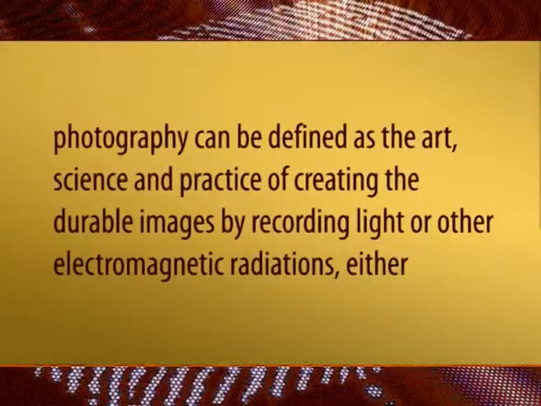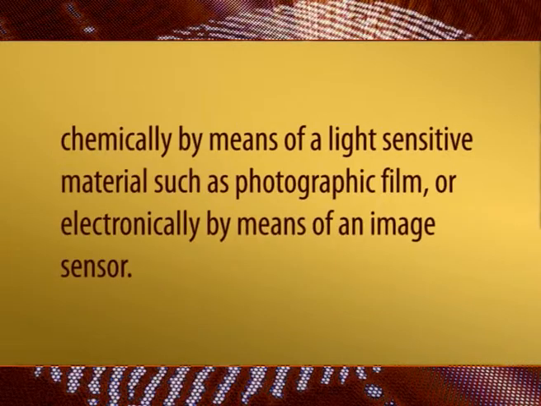Photographic camera is a light tight box with light sensitive material, that is a film, at one end and a lens or a pinhole to admit light on the other end. Therefore, photography can be defined as the art, science and practice of creating durable images by recording light or other electromagnetic radiations, either chemically by means of a light sensitive material such as photographic film or electronically by means of an image sensor.